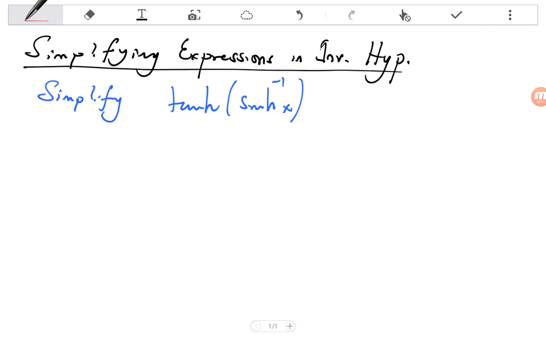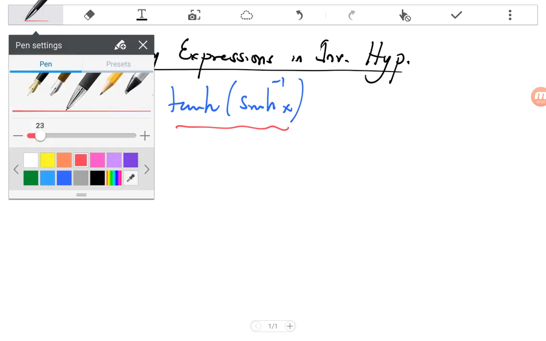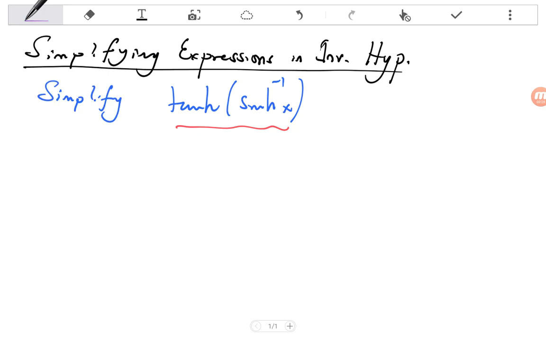We have learned before to make simplifications to expressions with inverse trigonometric functions. We'll learn also to make simplifications for inverse hyperbolic functions. For example, if we need to simplify this expression, tanh of sinh inverse x, how would we simplify it? We use the same concepts and tools that we have used before.